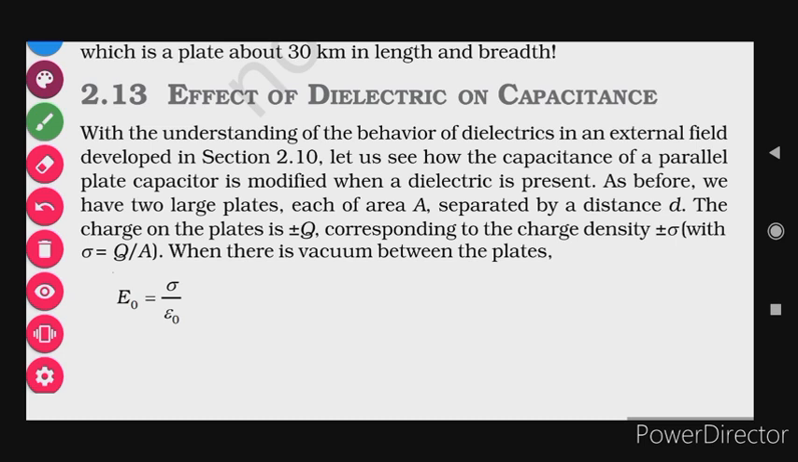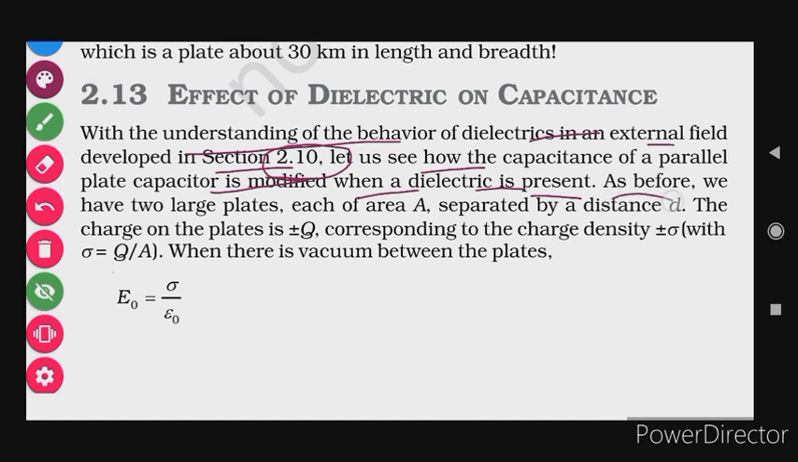Okay, so let's start. With the understanding of the behavior of a dielectric in an external field developed in section 2.10, let us see how the capacitance of a parallel plate capacitor is modified when a dielectric is present. We have already seen how the dielectric modifies itself when we place it in an electric field. That we've seen in section 2.10. You can check that video first if you haven't.